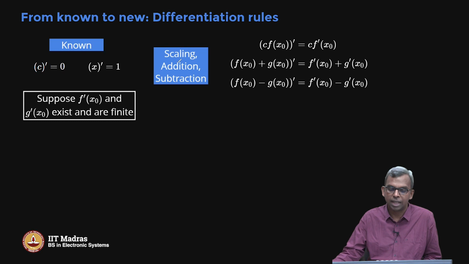The first operation is scaling, addition and subtraction. Here the derivative behaves in a very linear fashion. So this is called a linear type of behavior. What is linear?